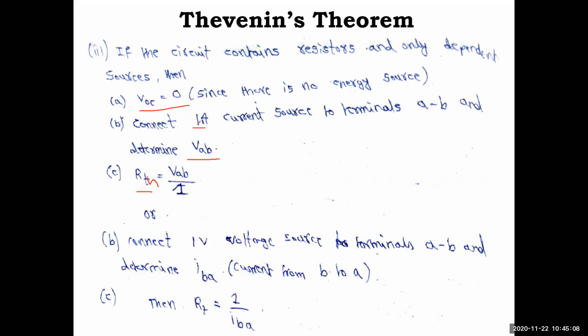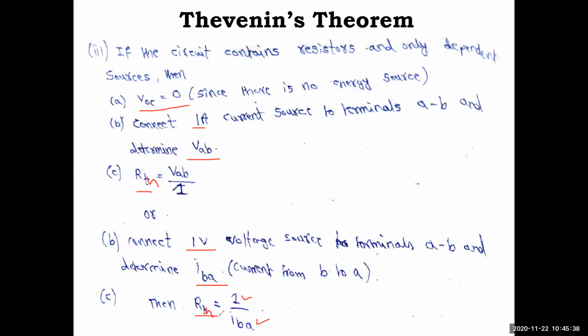Or another method in this: instead of a 1 amp current source, you can add a 1 volt voltage source also. You connect the 1 volt voltage source to terminals AB and determine the current IBA, which is the current flowing from B to A. When you measure that, take the ratio. RTH is equal to voltage, which is 1, because it is Ohm's law, right? R is equal to V by I. So V is 1 volt and current you measure. If you take this ratio also, you'll get the RTH.